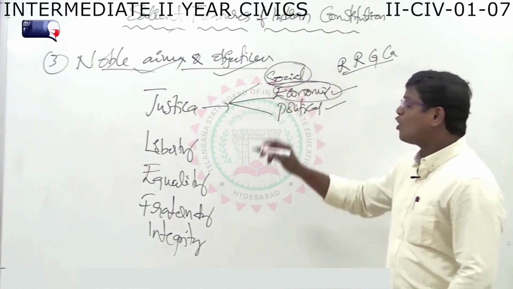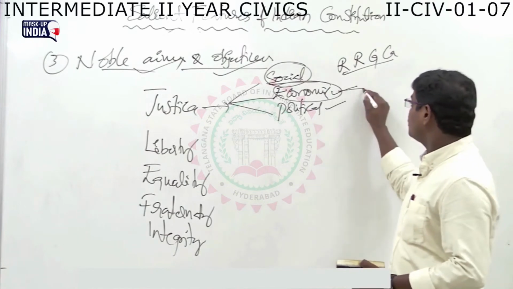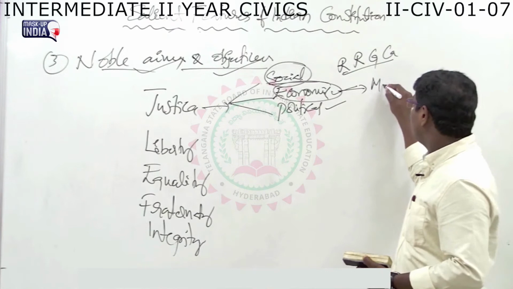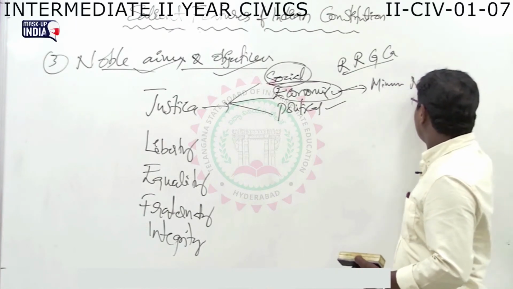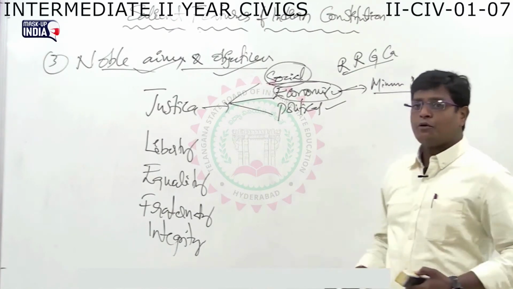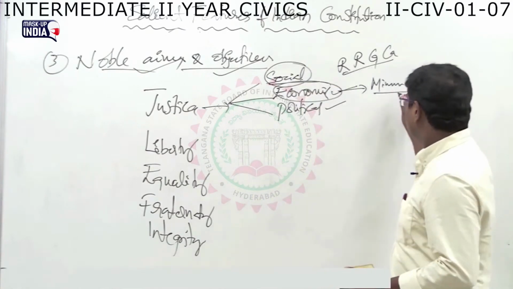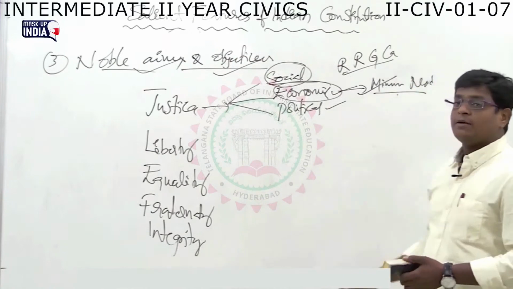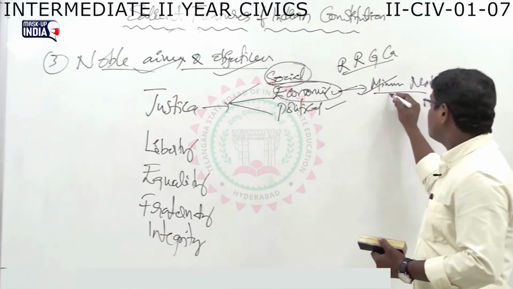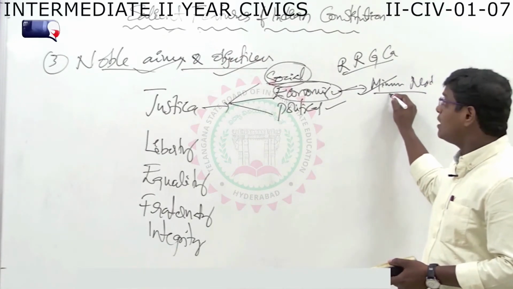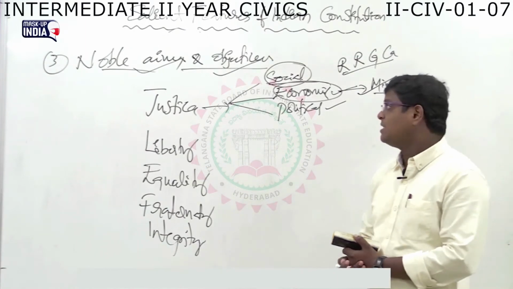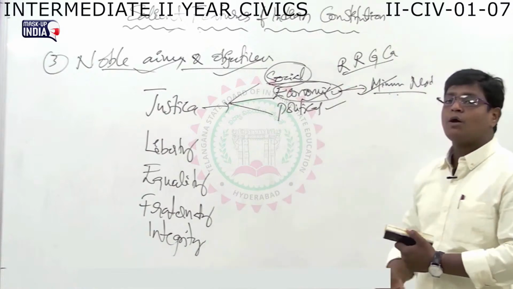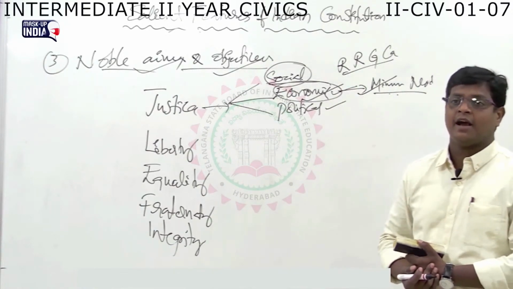And what about economic justice? Elimination of inequalities in the matters of minimum needs: food, clothes, shelter. India is responsible to provide food, clothes, shelter to the people of India. That means India shall take responsibility to provide economic justice to the people of India.